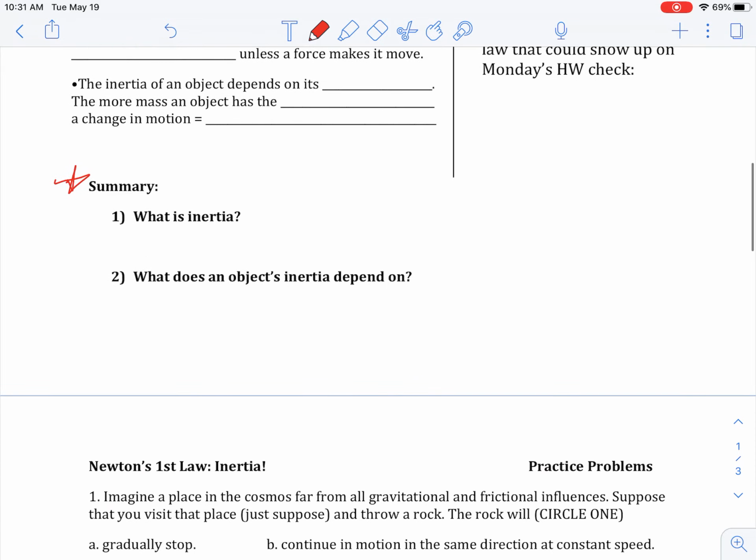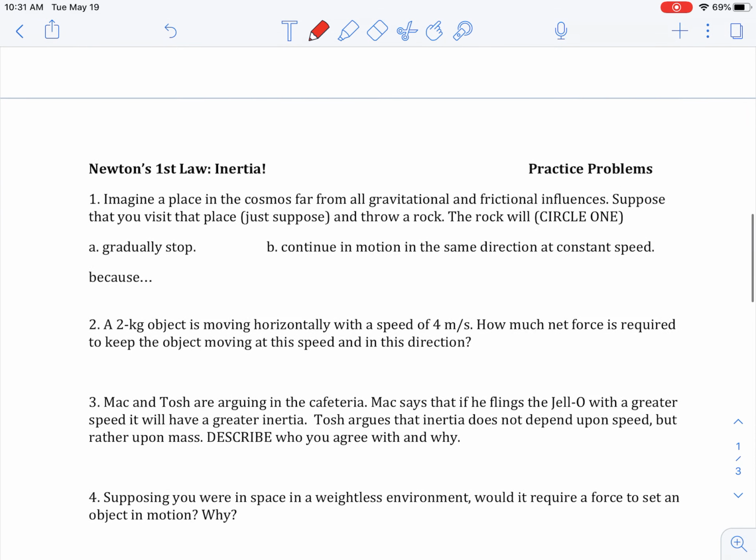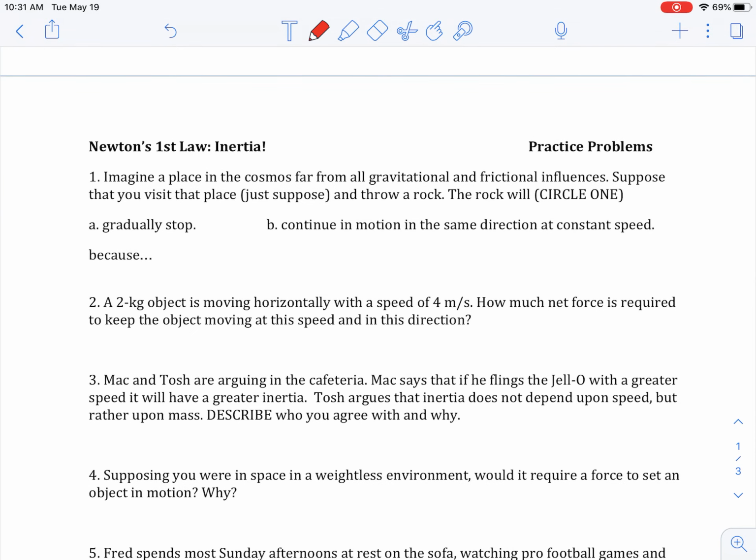I want to then start you out on these practice problems. So the first question reads, imagine a place in the cosmos, which means somewhere in space in our universe, far from all gravitational and frictional influences. So this is going to be a place where there are no planets, no stars, no nothing. And suppose in that place it's you and a rock.